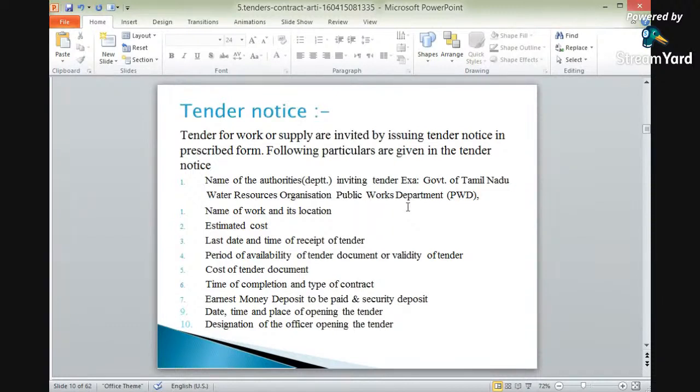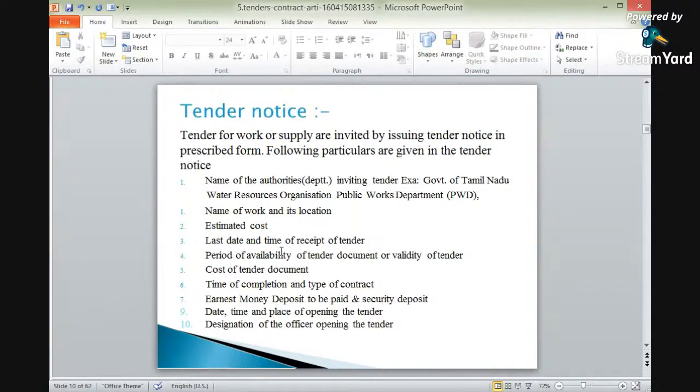The name of the work, whether it is construction of roads or bridges or flyovers or any other type of work, or maintenance work. Whether it is execution work, maintenance work, or construction of a new building, the name of the work and its location are important. Again, the estimated cost is important. What is the total cost of the work, whether in crores or lakhs? The estimated cost is to be mentioned in the tender notice.